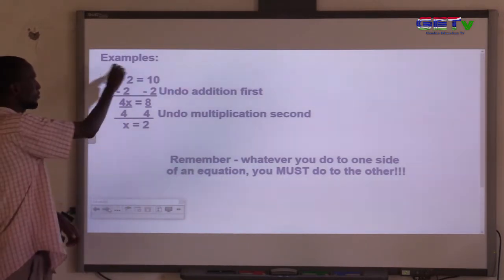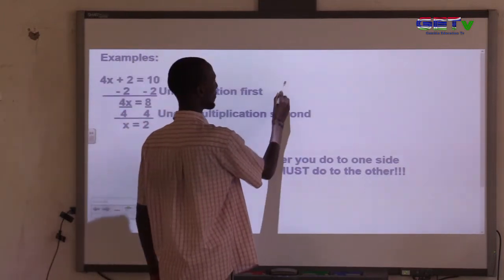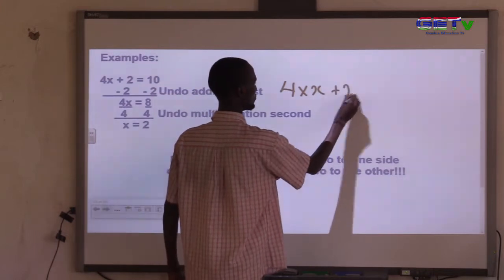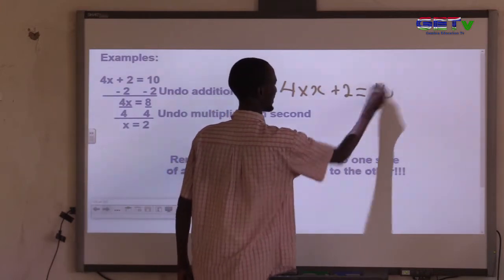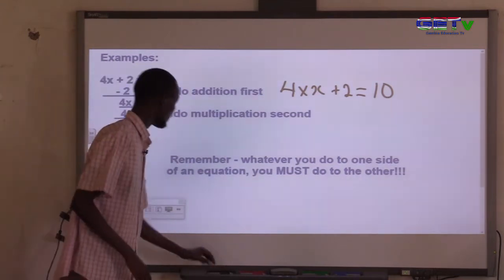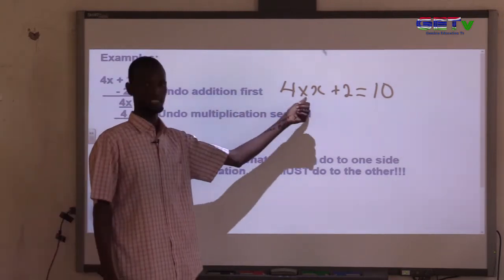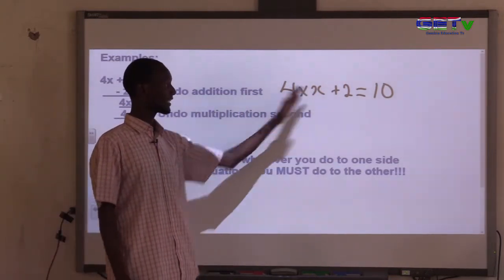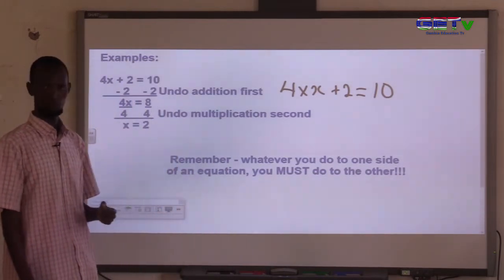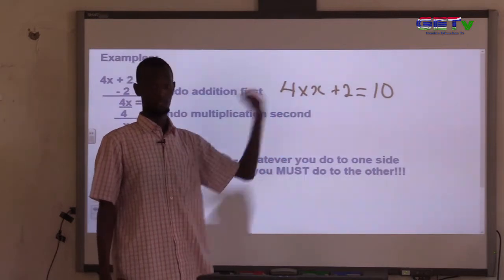But if you break this down, you end up having 4 times x, plus 2, equals 10. Now that is the extended part of this. So 4x plus 2 actually reads as 4 times x, plus 2. In that case, where the variable is, we actually have two operations: a multiplication and then an addition.